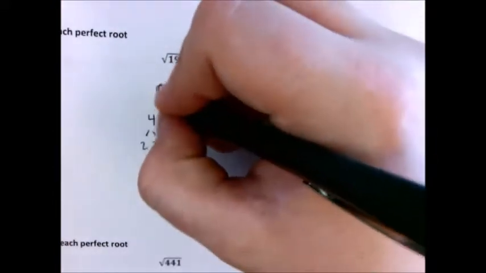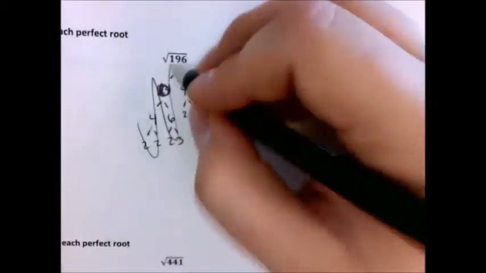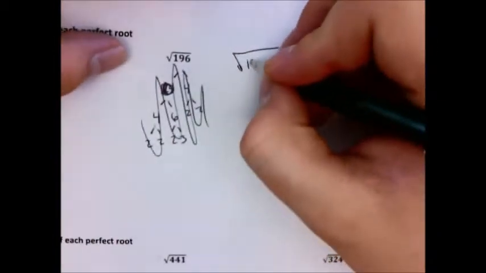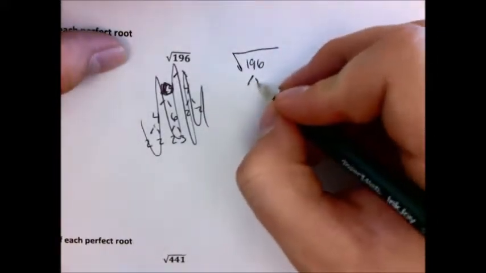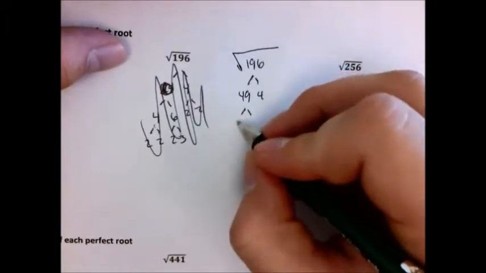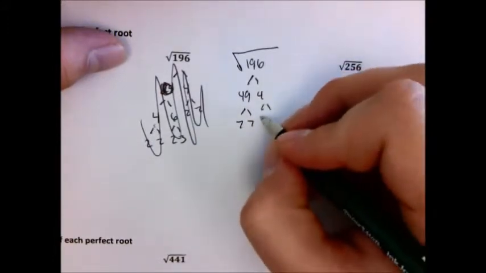Actually, I'm sorry, that doesn't break down into 24. Scratch that out. I had a brain fart. Alright, sorry. This breaks down into 49 and 4. This breaks down to 7 and 7. This should break down into 2 and 2.